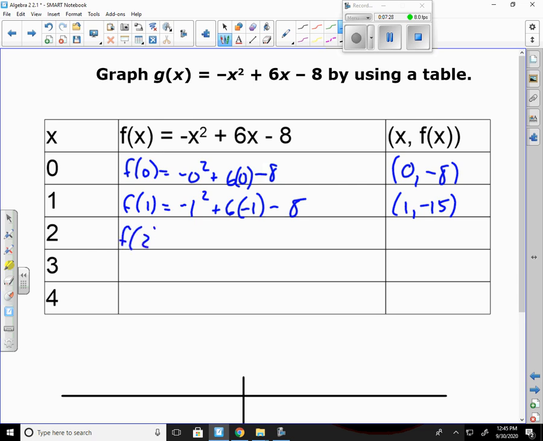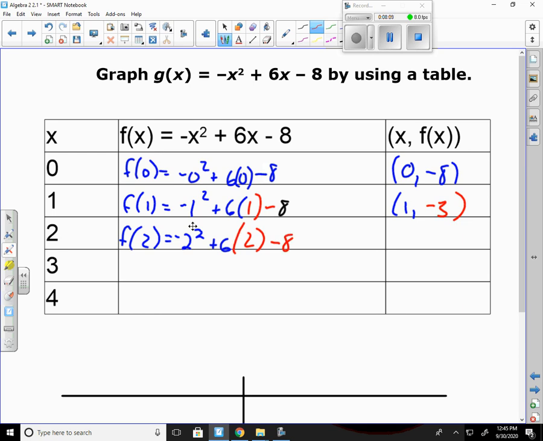Plug the 2 in. Oh man, I messed this up. I put a negative 1 in. I should have just made that positive 1. Because the point I was plugging in was 1. Let's go back and fix that. Because that's going to change my answer. Negative 1 squared is negative 1, plus 6 times 1 is 6, minus 8. That's negative 3. Better now.